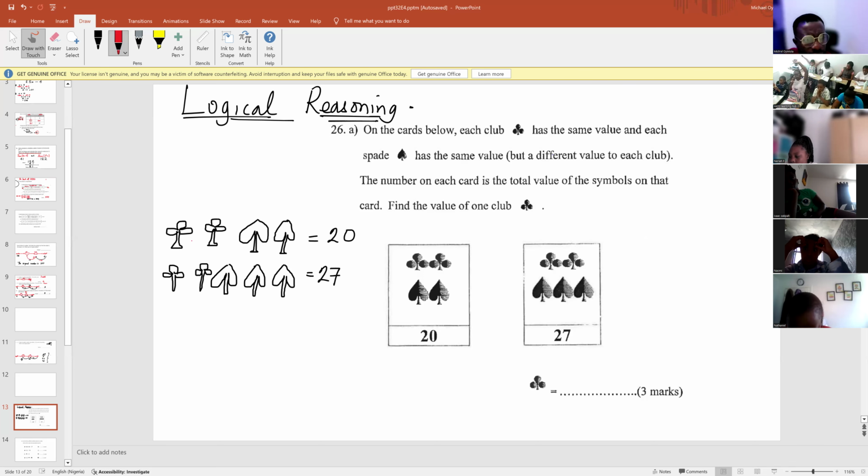So guys, now let's cross out the common thing. The club will cross out the club.